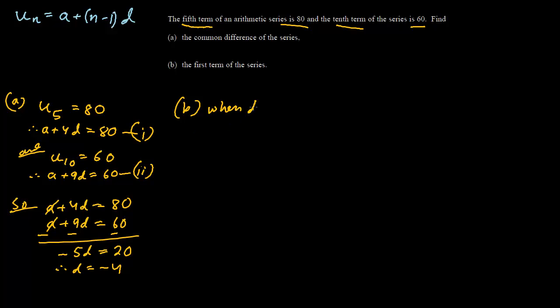So when D equals minus 4, we can say A plus 4 into minus 4 equals 80. Therefore, A equals 80 minus 4 into minus 4, which is minus 16, so it would be 80 plus 16. It would be 96. So the first term is 96. Once you have the first term and the common difference, the next question could be anything. You might be asked to find the sum of n terms, or another particular term, 10th term or 20th term or 40th term. That doesn't really matter. The main thing is you'll be given two simultaneous equations and solve them.